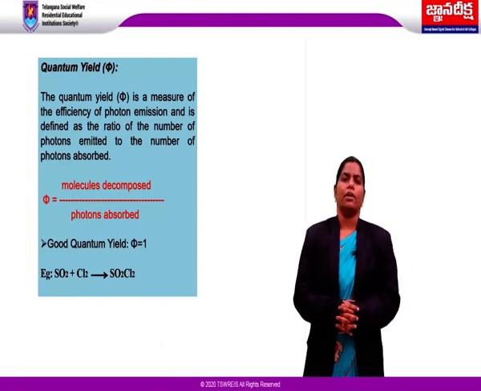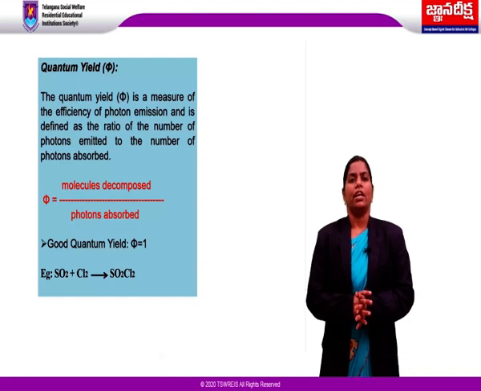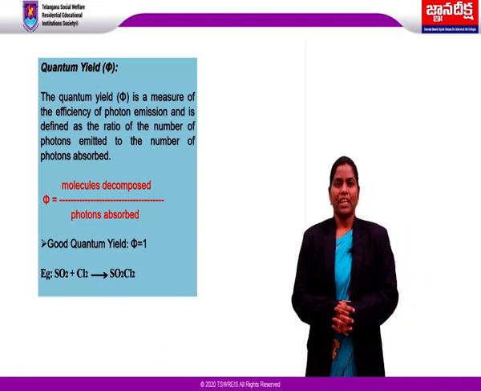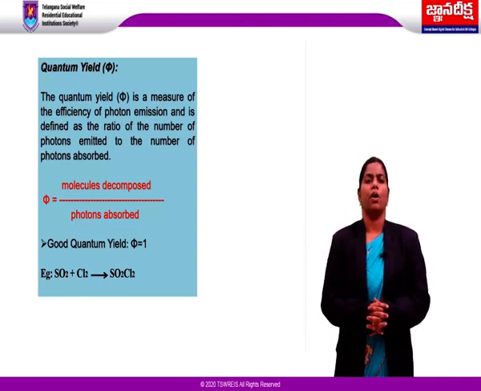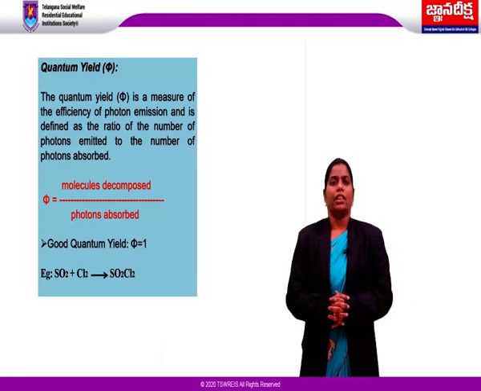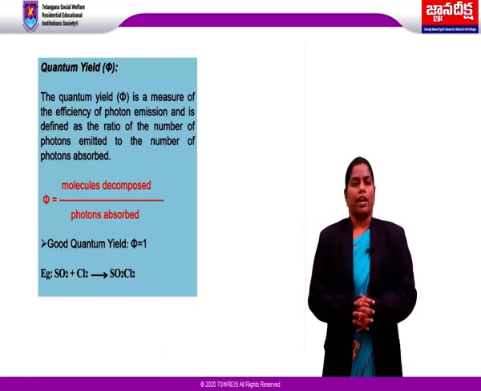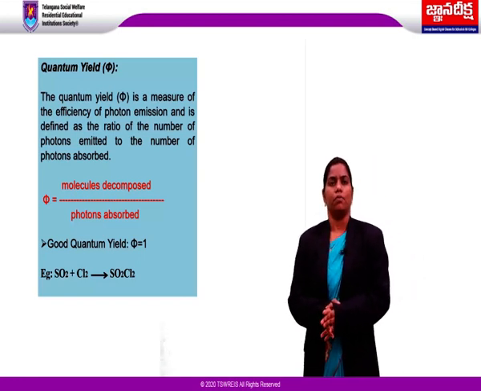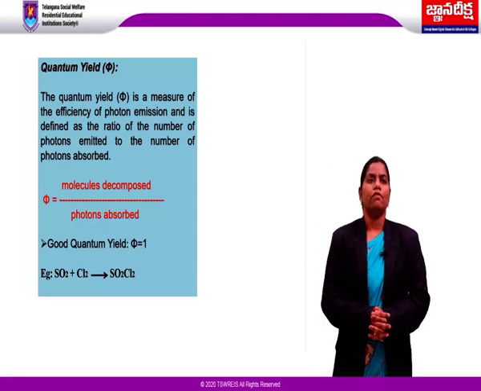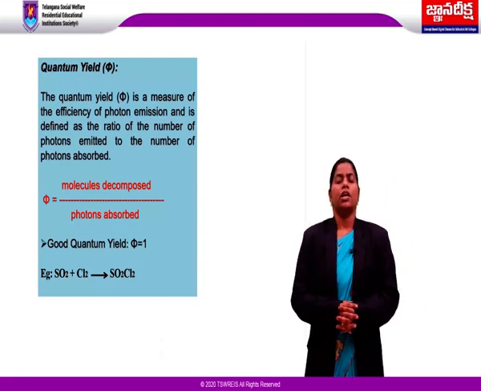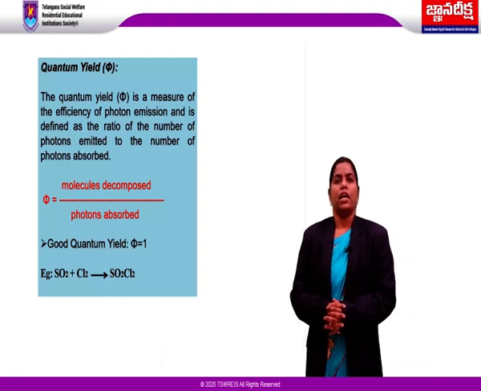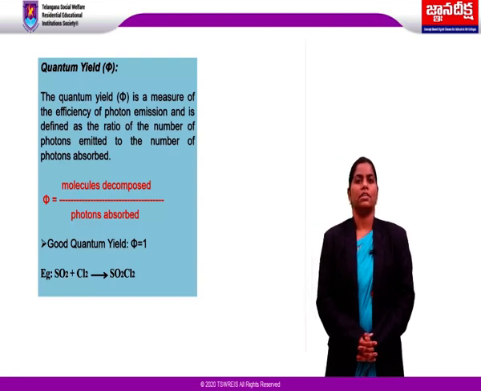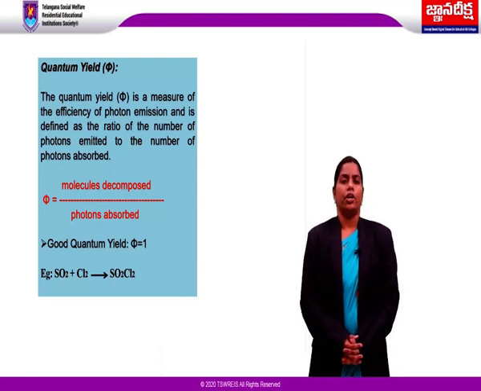If the quantum yield is equal to 1, then that particular reaction is said to have a good quantum yield. When it becomes equal to 1, the number of molecules decomposed is equal to the number of photons absorbed. That means no photons have been wasted. All the molecules that are excited by the absorption of photons have successfully been converted into products.